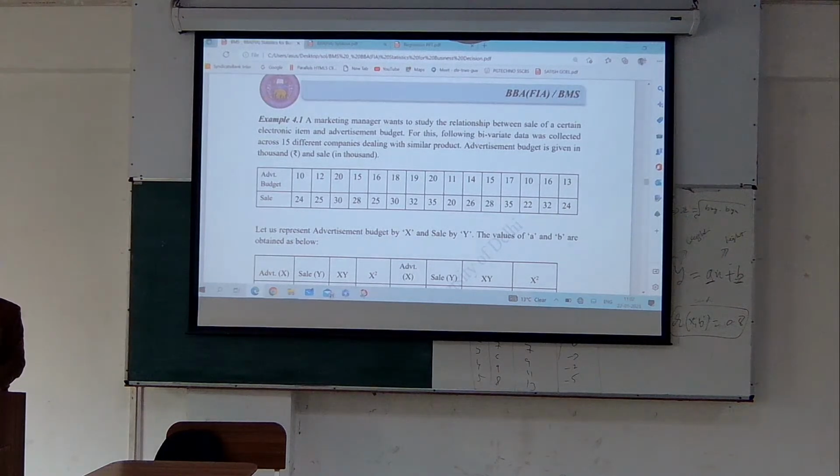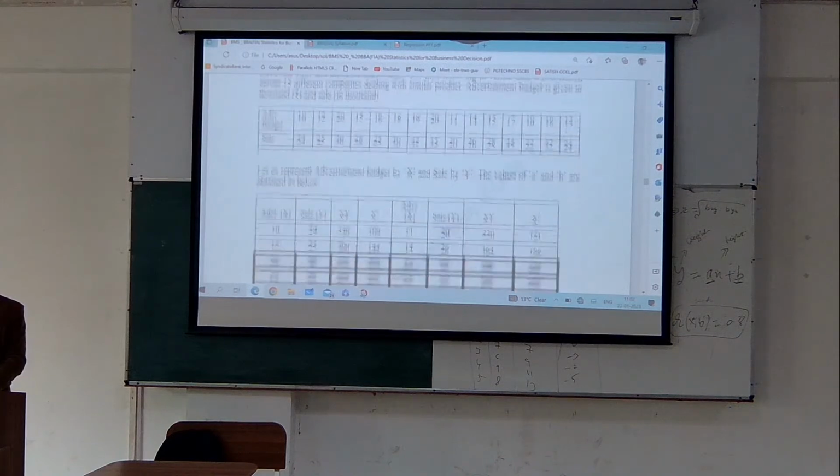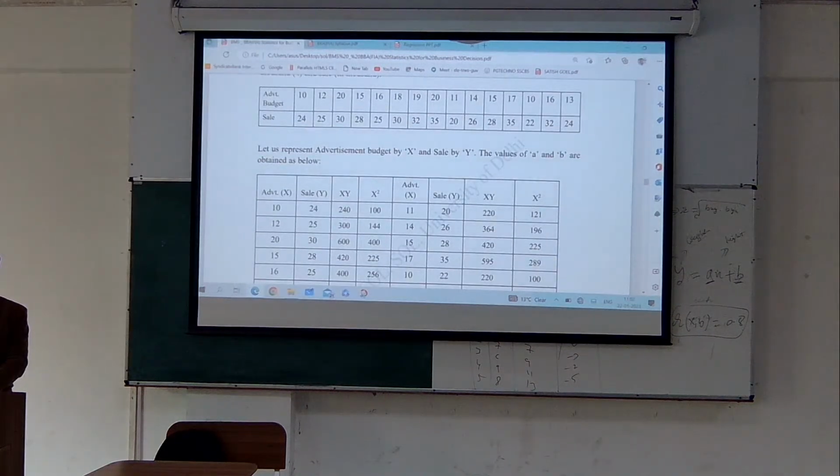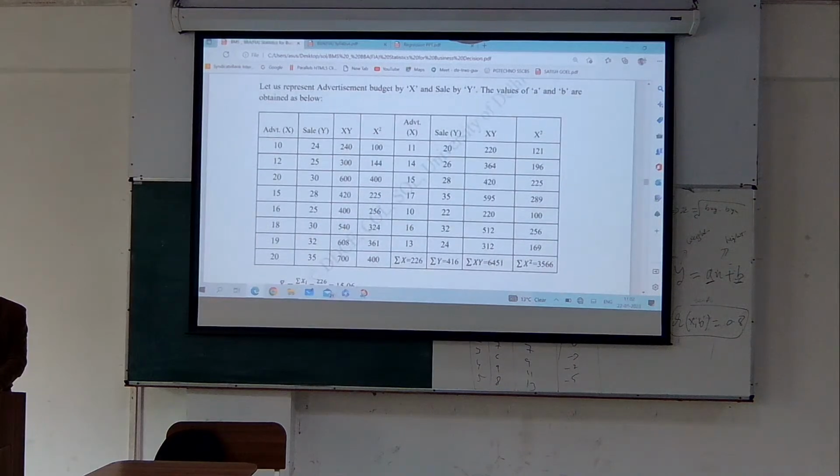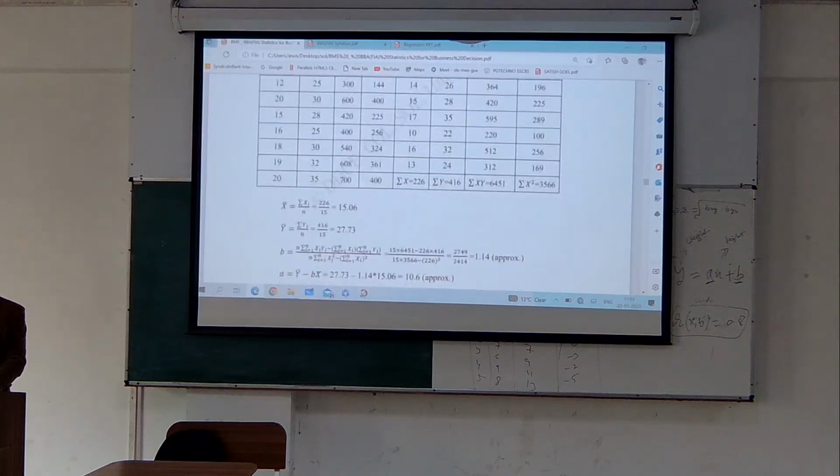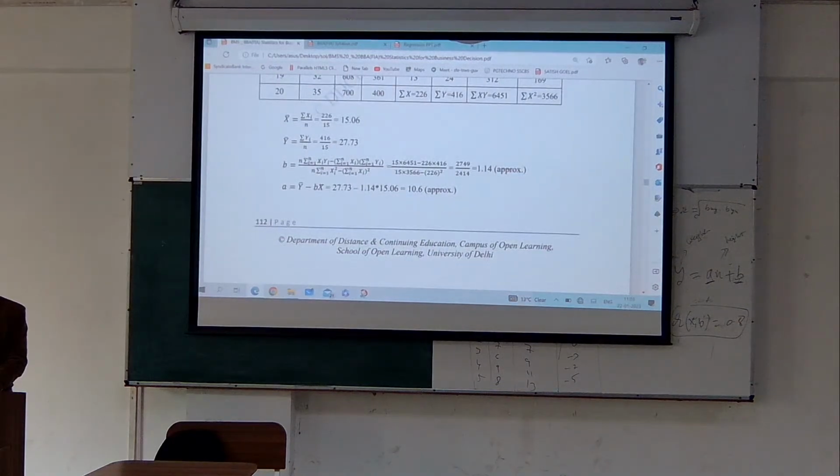Okay, so let us represent budget by x and sales by y. Then you do the calculations according to the formula. You have to find xy, x square, y square, and you put these in the formula and you get b which is 1.14 and a which is 10.6. So you calculated a and b both. You need only these two things, a and b, because this formula is derived with the help of least squares.